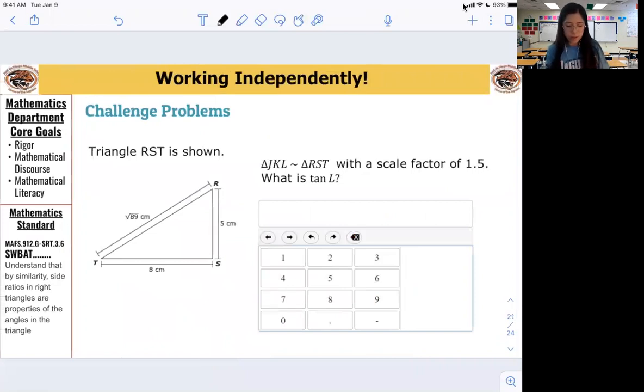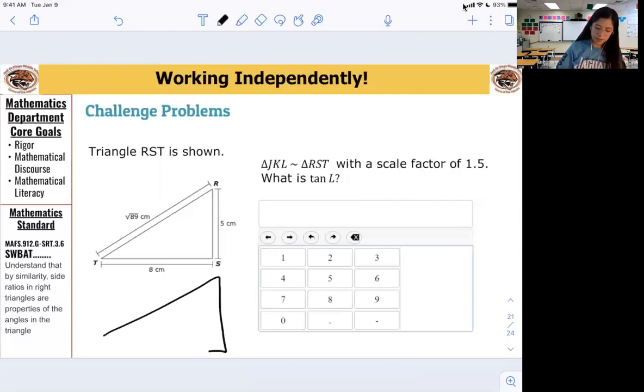Okay, so this one. All right, so it says this is RST, and then it says JKL equals RST with a factor of 1.5. What is the tangent of L? So it's telling me that there's another triangle, which is JKL. JKL is similar with a scale factor of 1.5. So JKL would be slightly larger, right?